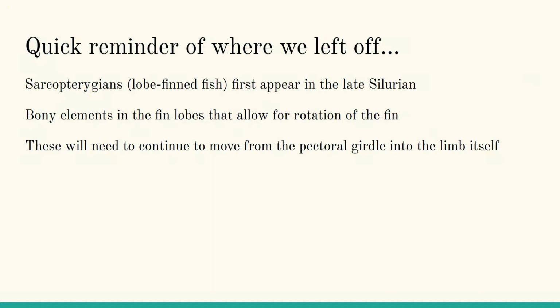And a quick reminder of where we left off in part one. We ended on Sarcopterygians, lobefin fish, and they first appeared in the late Silurian. They had bony elements in the fin lobes that allowed for the rotation of the fin, and these will continue to move from the pectoral girdle into the limb itself.